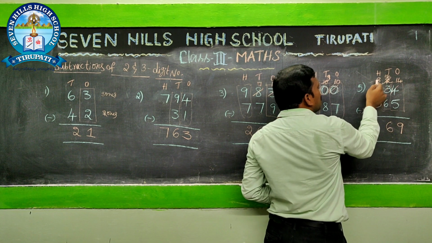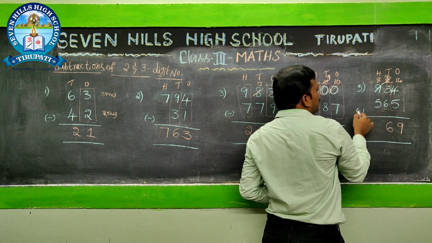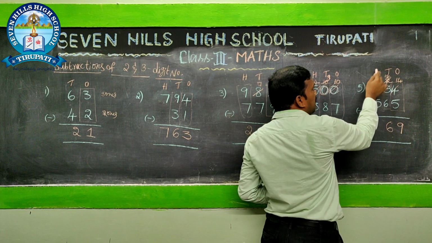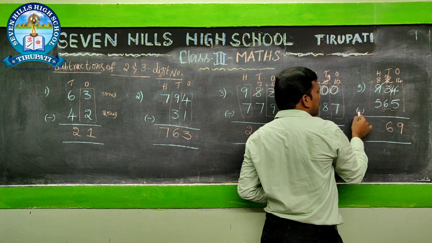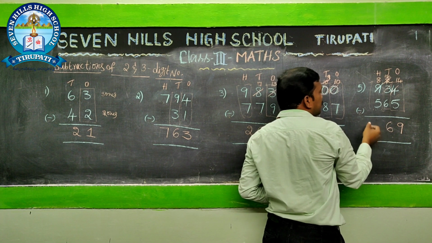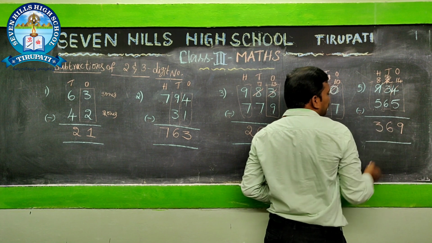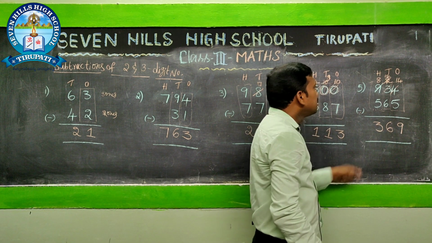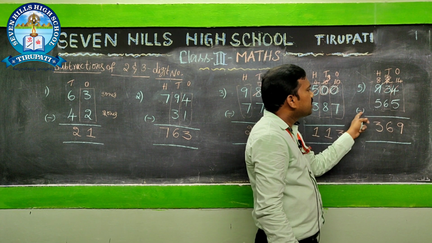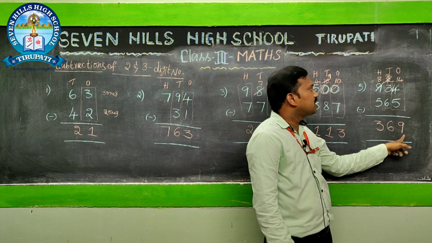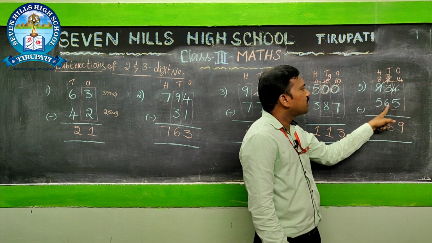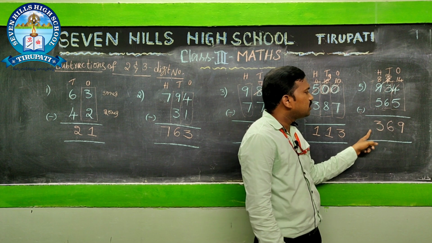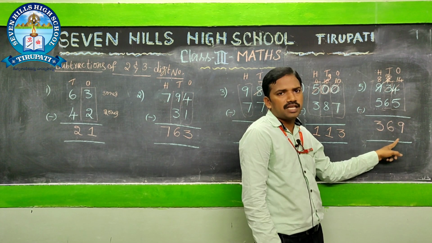Now the hundreds column. 8 minus 5, that means 8 hundreds minus 5 hundreds. The result is 3, right? So the answer is 934 minus 565 is equal to 369.